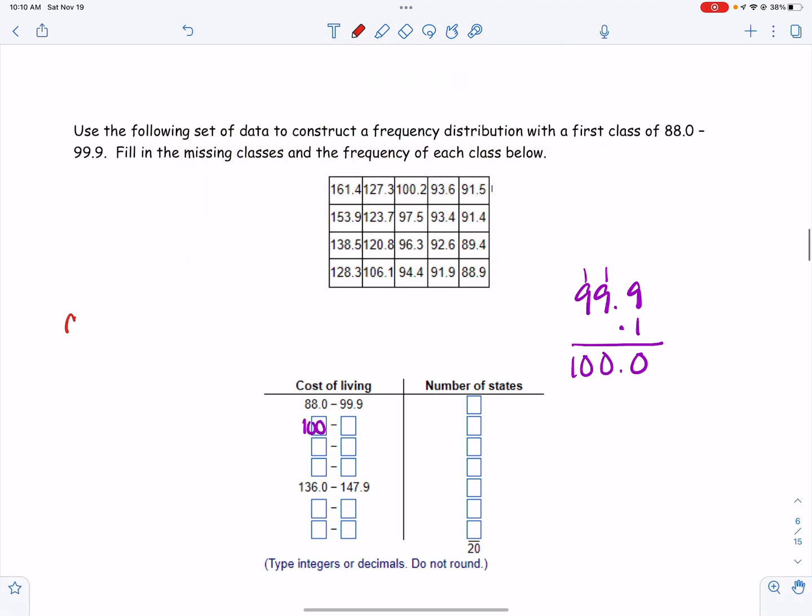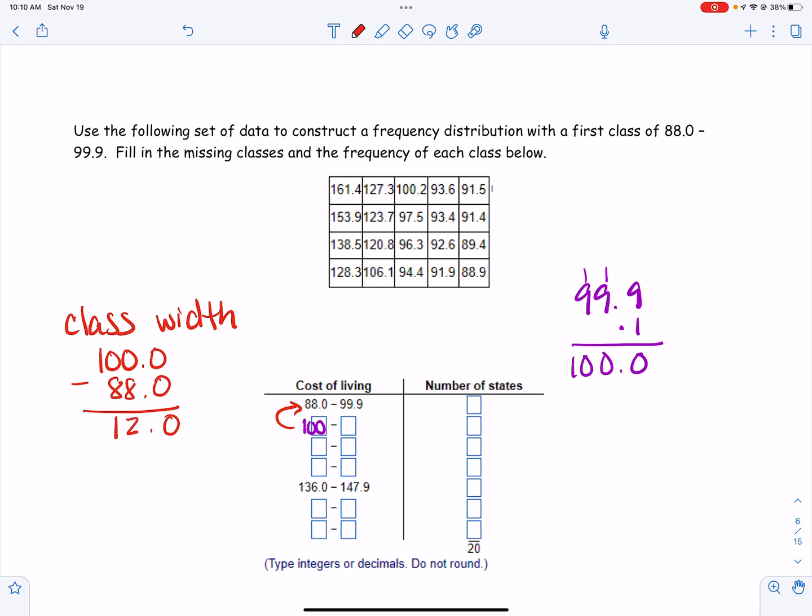That point is needed so that I can figure out what my class width is. My class width is going to take that 100.0 and subtract the 88.0. So that is an increase of 12, or that's how wide those points are. So now I'm going to add 12 to every number.